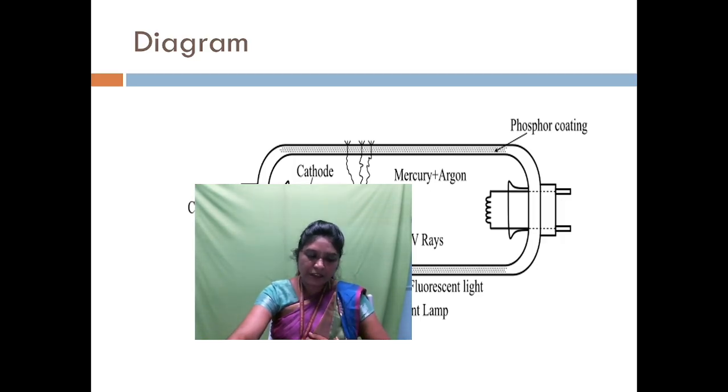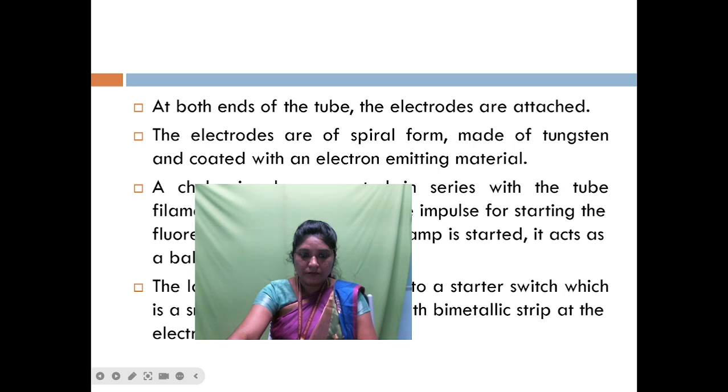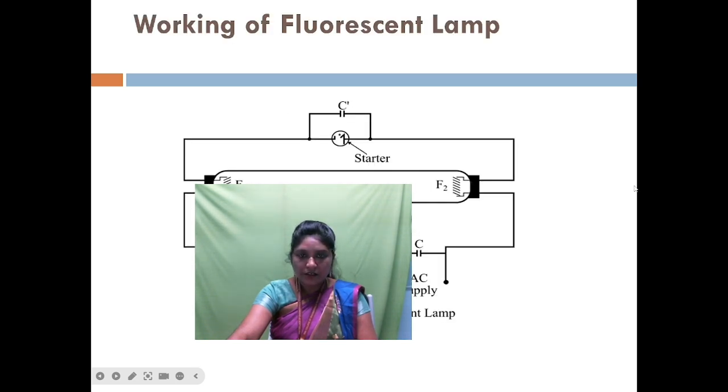So the lamp is made in the form of a long tube. At both ends the electrodes are attached. The electrodes are spiral in shape and made of tungsten filament, and they start emitting electrons from this material. So you can see the working of this fluorescent lamp.